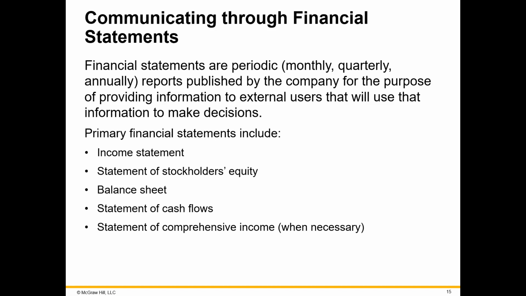So these financial statements really are just periodic, right? They're monthly, they're quarterly, they're annually, and they're published by the companies just to provide these external users the information that they're looking for to help them make their decisions. So the primary financial statements that you need to be worried about are the income statement, the statement of stockholders' equity, the balance sheet, the statement of cash flows, and the statement of comprehensive income when necessary.